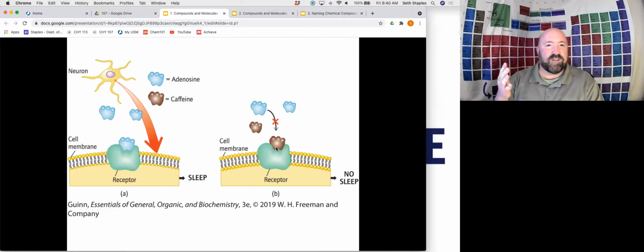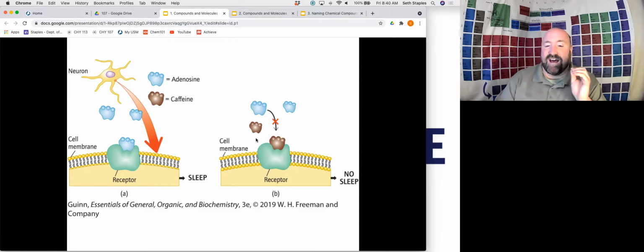It's a medium-sized molecule. The way that caffeine works is within our cells, there's a receptor for a compound called adenosine. Adenosine is a compound, and specifically in our neural cells, in our neurons, adenosine will attach to receptors within our neurons. When that happens, it makes us sleepy.